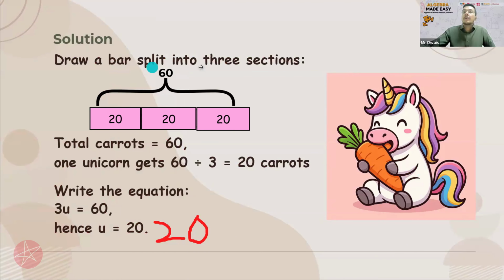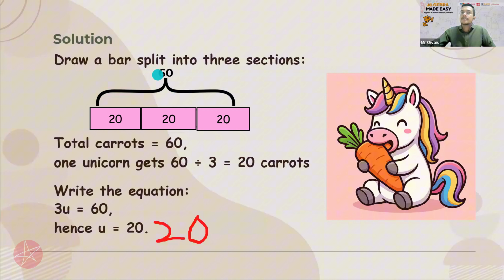So we're going to draw a bar to represent all the carrots, and then we're going to split it into 3 sections. Why 3 sections? Because there are three unicorns. Yes, perfect. So each of these boxes represents how many carrots one unicorn ate. So right now we don't know this 20, but what we do know is that the total number of carrots is 60.